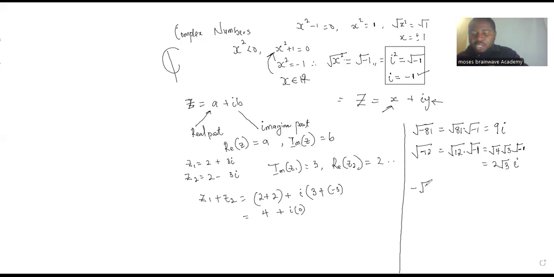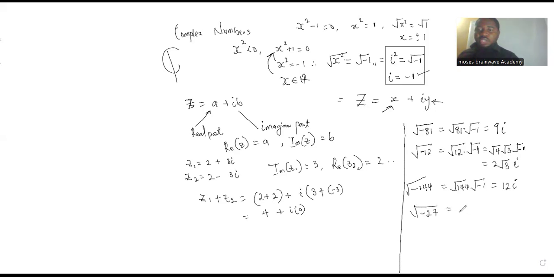The square root of negative 144 should be the same thing as the square root of 144 multiplying the square root of negative 1. This is going to give us 12i, right? The square root of 144 is 12, and the square root of negative 1 is i. Now we can still go further. Now, similarly, let's take the square root of negative 27.